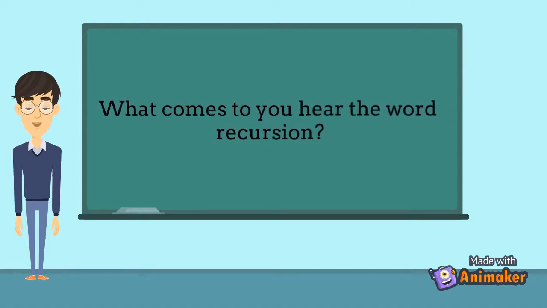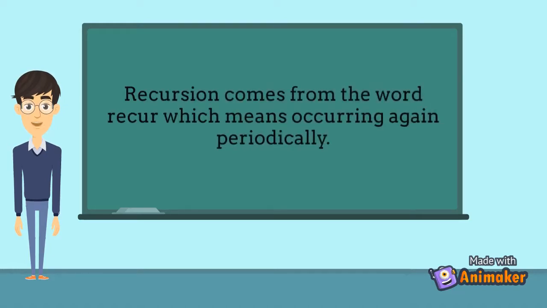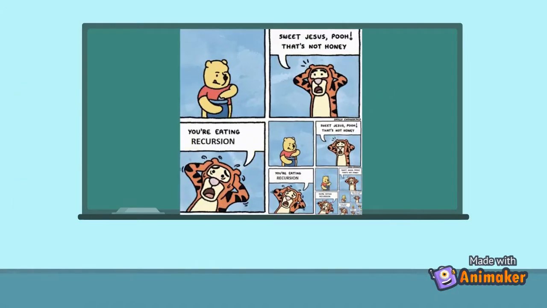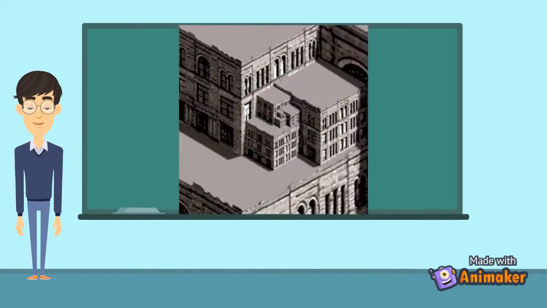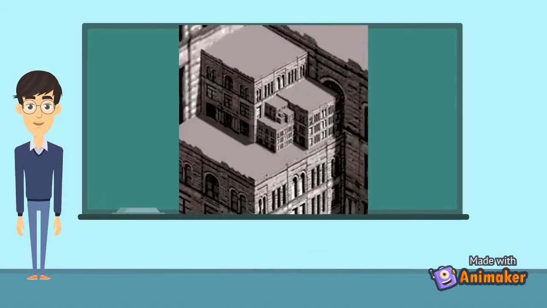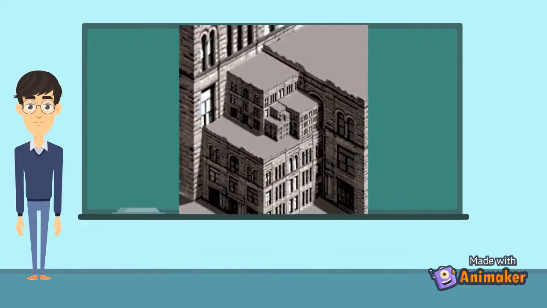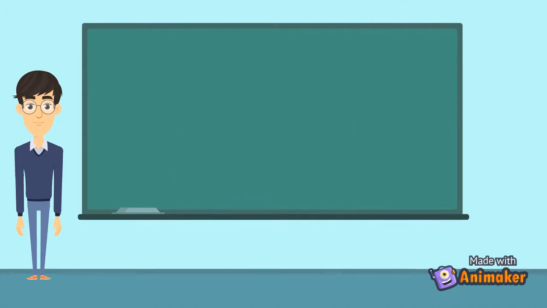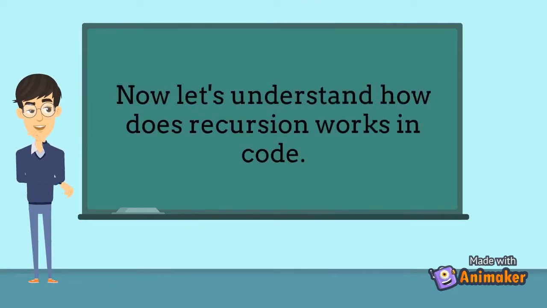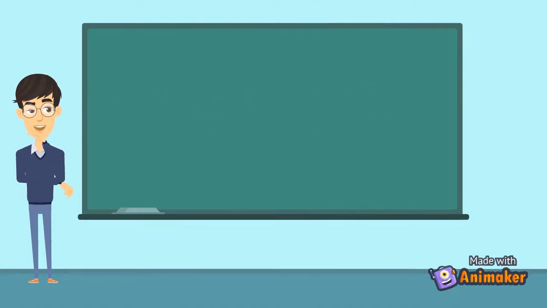What comes to your mind when you hear the word recursion? Recursion comes from the word recur, which means occurring again periodically. See this GIF. This is how recursion in action looks. Doesn't this look cool? Recursion is an interesting and very important topic. It has a wide variety of applications in many important algorithms. Now let's understand how recursion works in code.